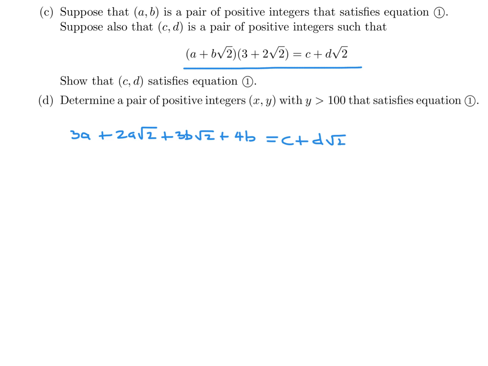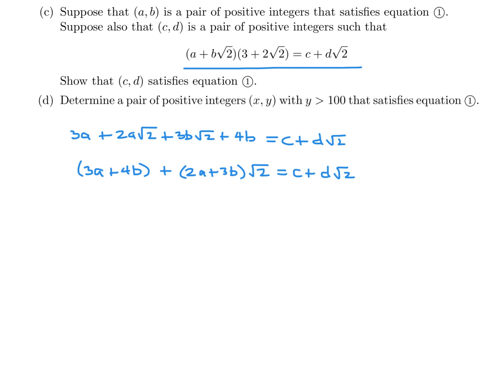Now I think I'm going to group some stuff here. 3a plus 4b, and group it in that bracket, and then the root 2's I'll group. We got 2a plus 3b, I believe. Yeah. And that's c plus d root 2. So matching.